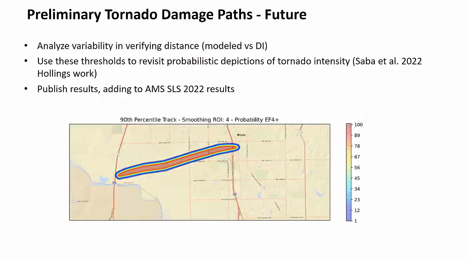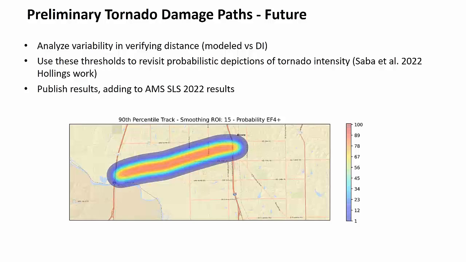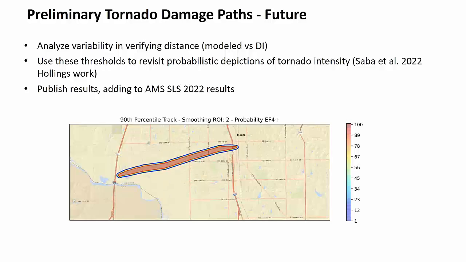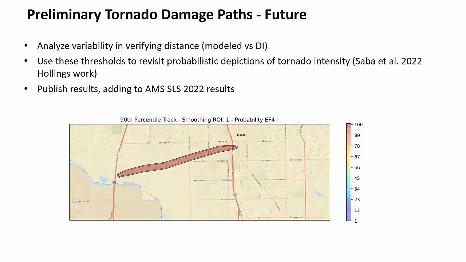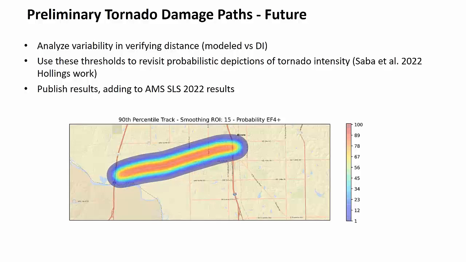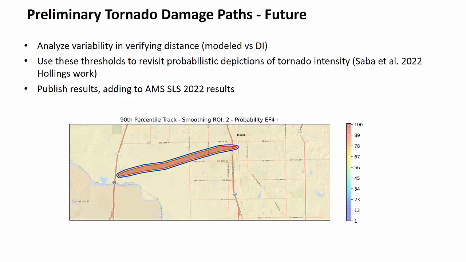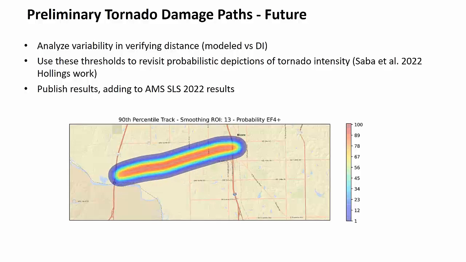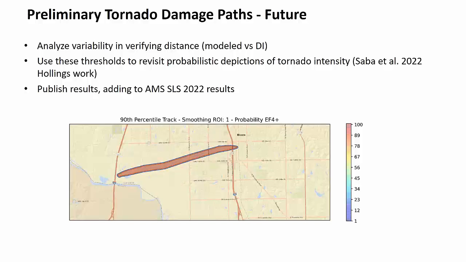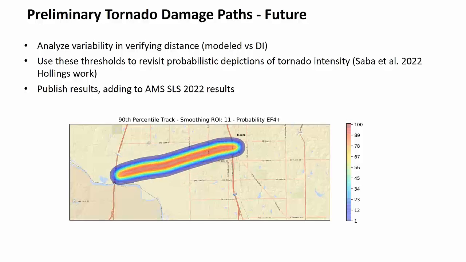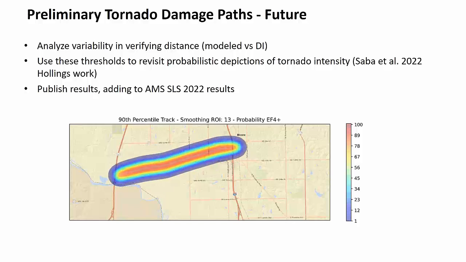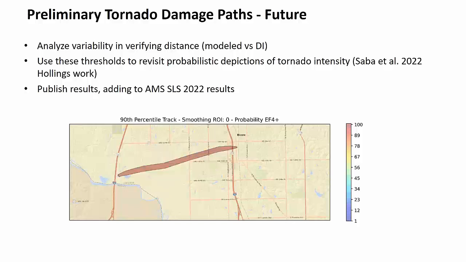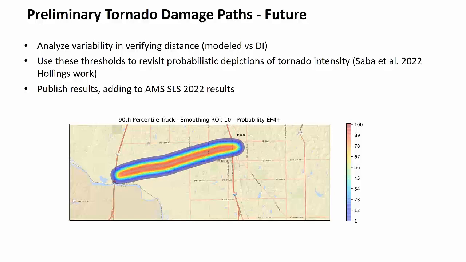Okay, so finally, just to touch on the future from the analysis here, the verification, we're looking at the verifying distance. So even though we have the strong linear bias from the output and the reliability, the model is actually able to depict the verifying wind speed within some radius of that DI point. So the question is, how far away is that? And what does that variability look like? And that might then inform more of a probabilistic depiction of the intensity.